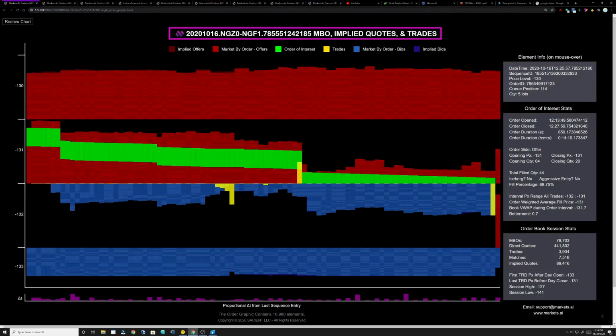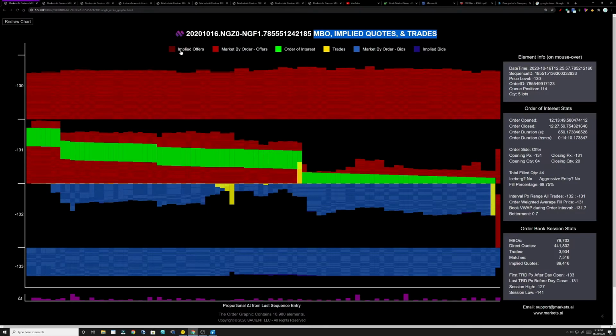So this is a Dec-Jan spread book from October 16th. This is the date, written backwards. This is our instrument that we've selected that defines the central limit order book for that date. And this is the order ID. This is our order of interest. And the chart displays all relevant information to our order of interest: market by order data, implied quotes, and trades.